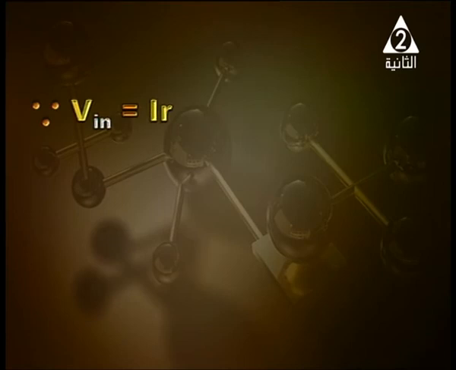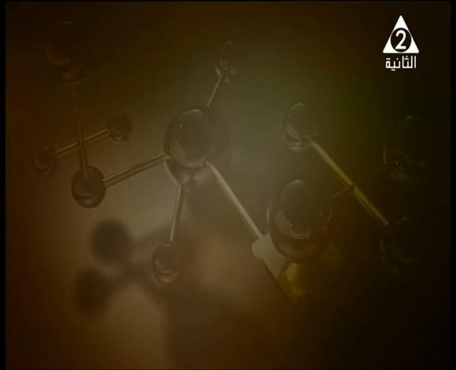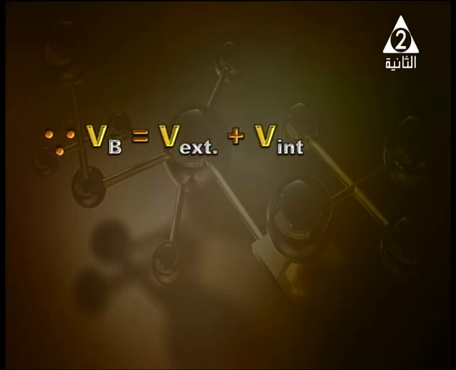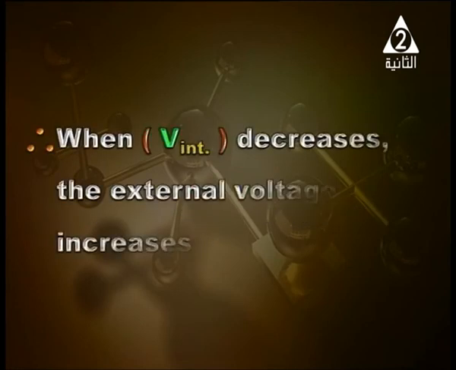V internal, since it is equal to I R small, depends on the current. It is proportional to the current because R small is constant. Since V battery is equal to V external plus V internal, and V battery is constant for a given cell, we expect an inverse relation between V external and V internal. When V internal increases, V external decreases, because the sum of both of them equals a constant. When V internal decreases, external voltage increases, as I said.